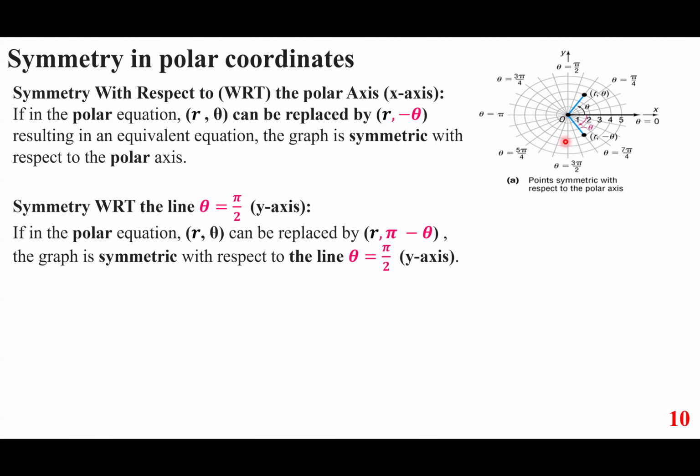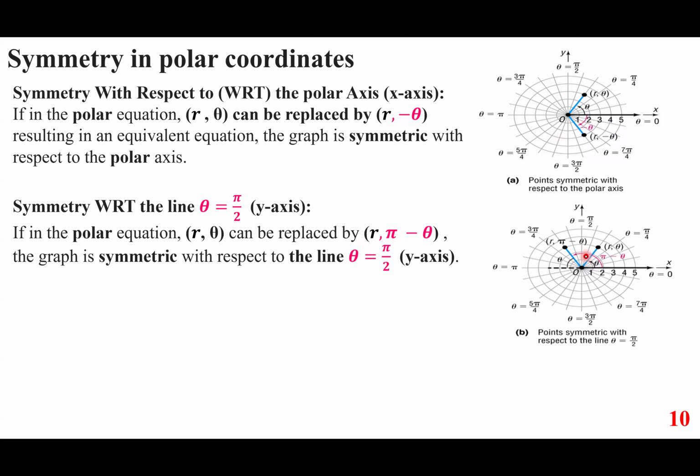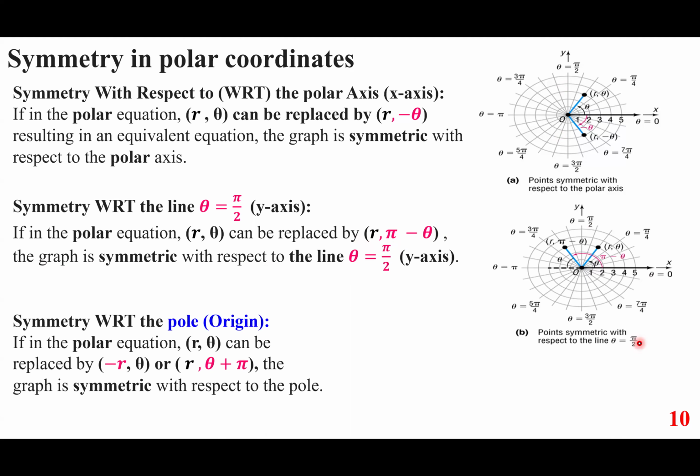Symmetric with respect to the line theta equals pi over 2, the y-axis. If the polar equation (r, theta) can be replaced by (r, pi minus theta), the graph is symmetric with respect to the line theta equals pi over 2, the y-axis. Point symmetric with respect to the line theta equals pi over 2.